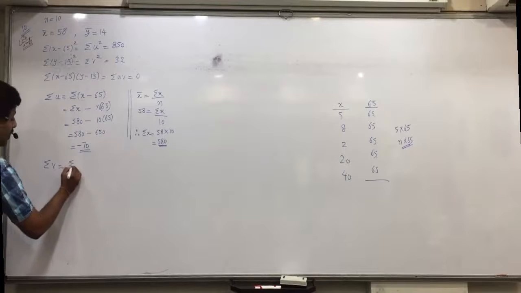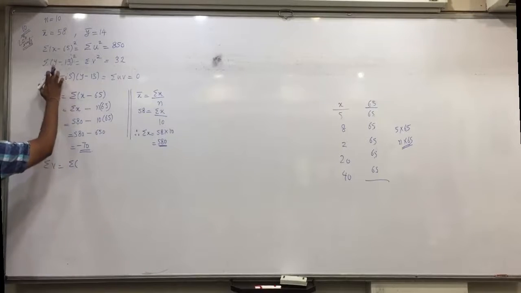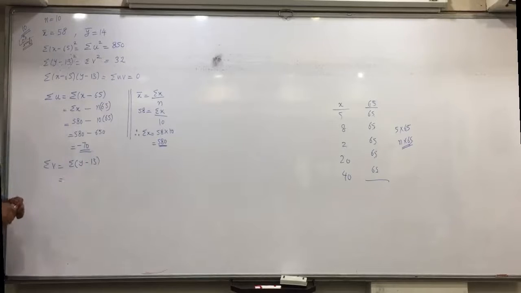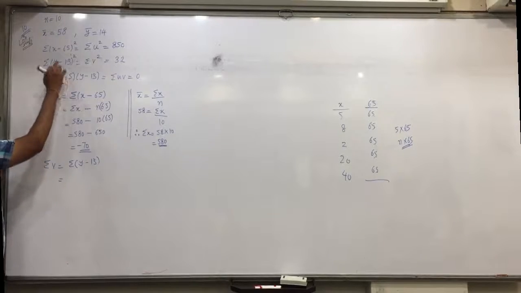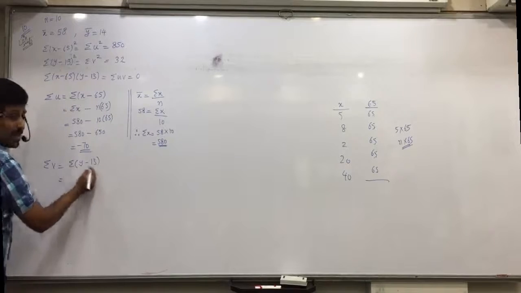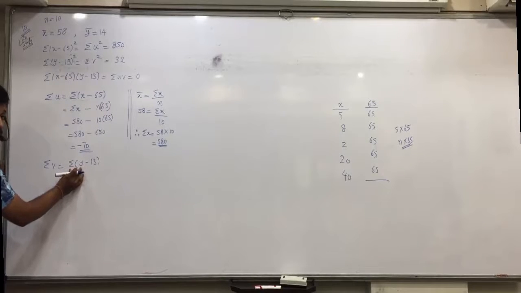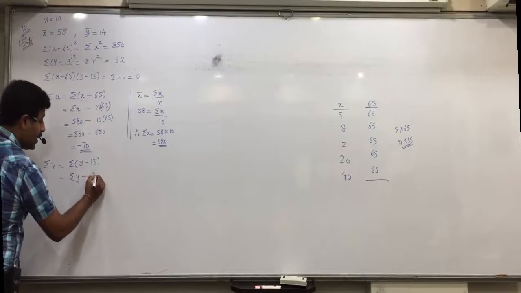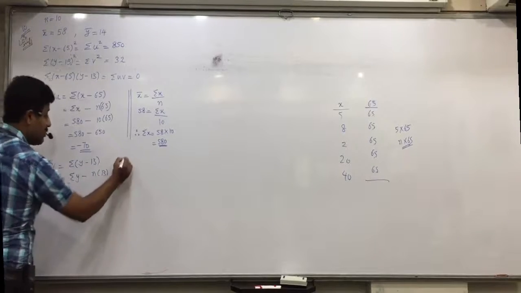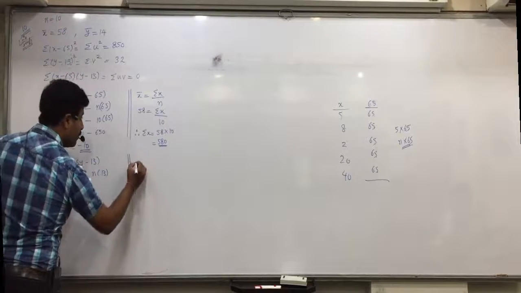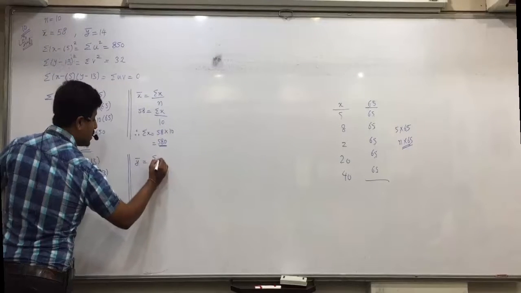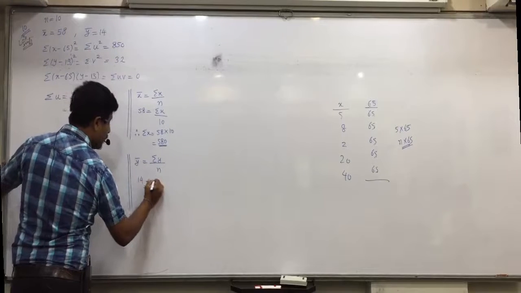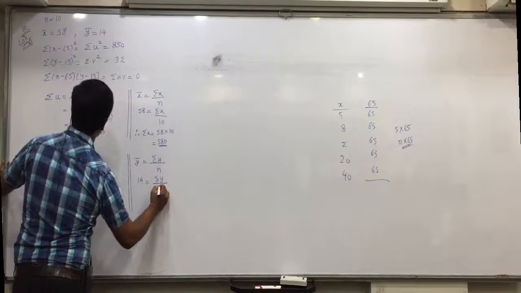Sigma v will be sigma, v is y minus 13. Any confusion in this? What is v? v is y minus 13. Now here, if you open the brackets, then what will this sigma y become? Sigma y. But what will sigma 13 become? N into 13. Now sigma y we will find from y bar. Y bar is sigma y upon n. Y bar is 14. Sigma y upon n is 10.